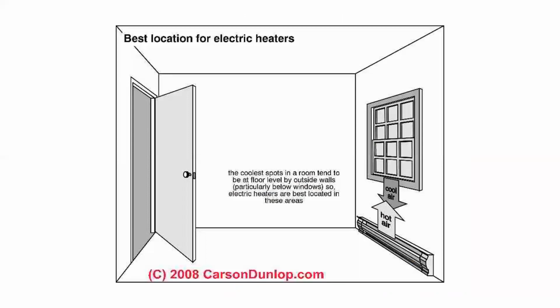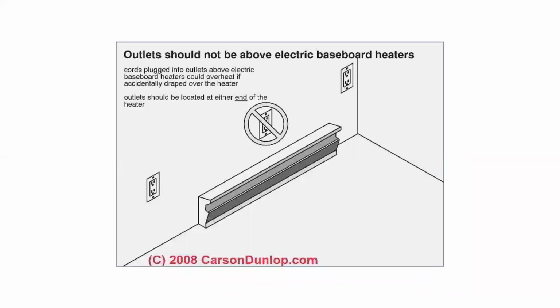Best locations are always below windows, as this is going to be where the heat is lost highest in the room. And we try not to install receptacles over top of baseboard heaters, although there is nothing within the Canadian Electrical Code that forbids this practice.